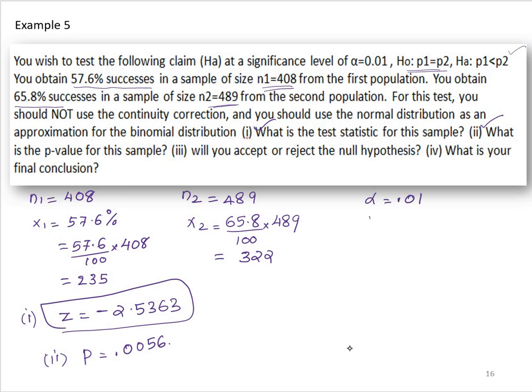0.01, and P is 0.0056. Which is greater? Now compare the first digits. Here alpha is greater, so alpha is greater than P, or we can write P value is less than alpha. If P is less than alpha, we will reject the null hypothesis.